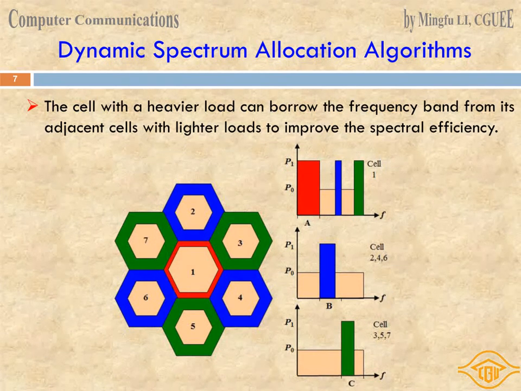To further increase the spectrum efficiency under the scenario of asymmetrical loads among adjacent cells, the cell with a heavier load, for example the cell marked in red in the slide, can borrow the frequency band from its neighboring cells with lighter loads.